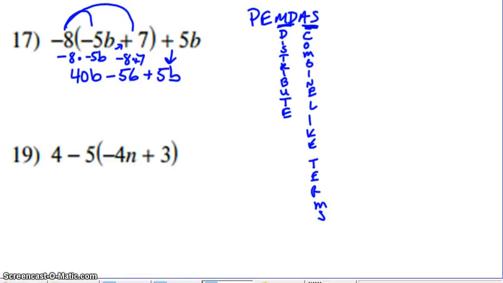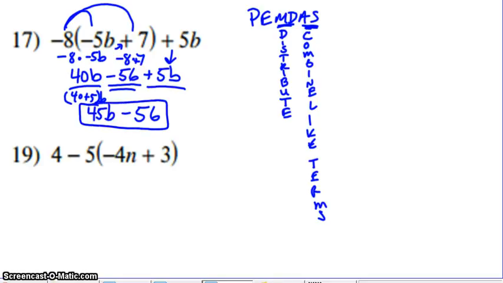So we use the distributive property. Now we can combine like terms. We have b, and we have b, and then 56 has no like terms, so we're going to write negative 56. When we combine 40 and 5 b's, we have 45b minus 56. And we're done because we can't combine those two.